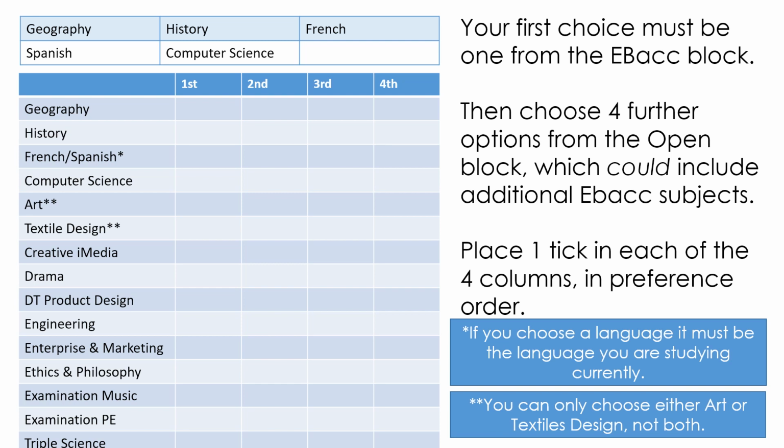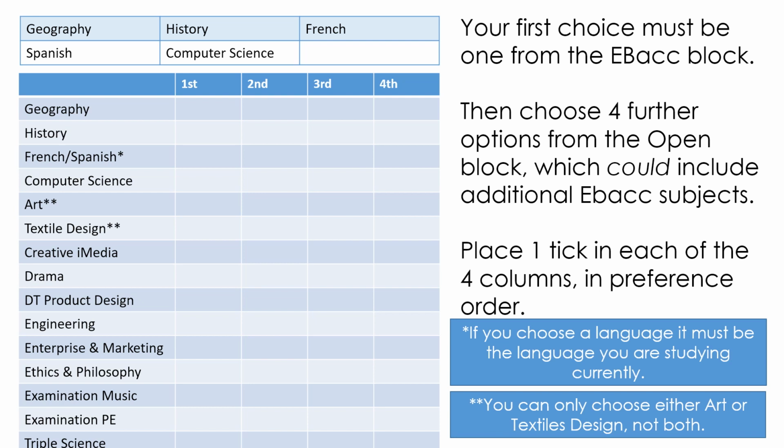What we're asking you to do is to mark in the box your first, second, third and fourth preference. You'll notice then that in total you will make 5 choices, but the students will only end up studying 4. This gives us a little bit of flexibility when we get all 300 option forms in, as we only have so many teachers for each subject.